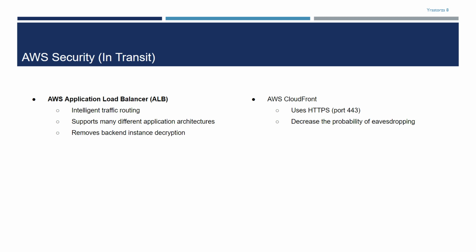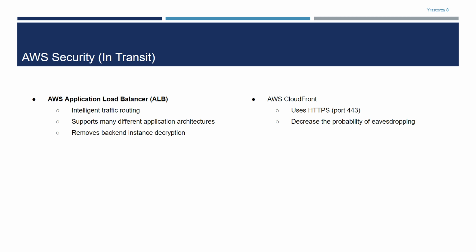HTTP. Another positive to going with application load balancer is that it supports many different application architectures that are already set in place. So if you're transitioning to AWS, you are most likely going to be able to use ALB to support your current infrastructure.